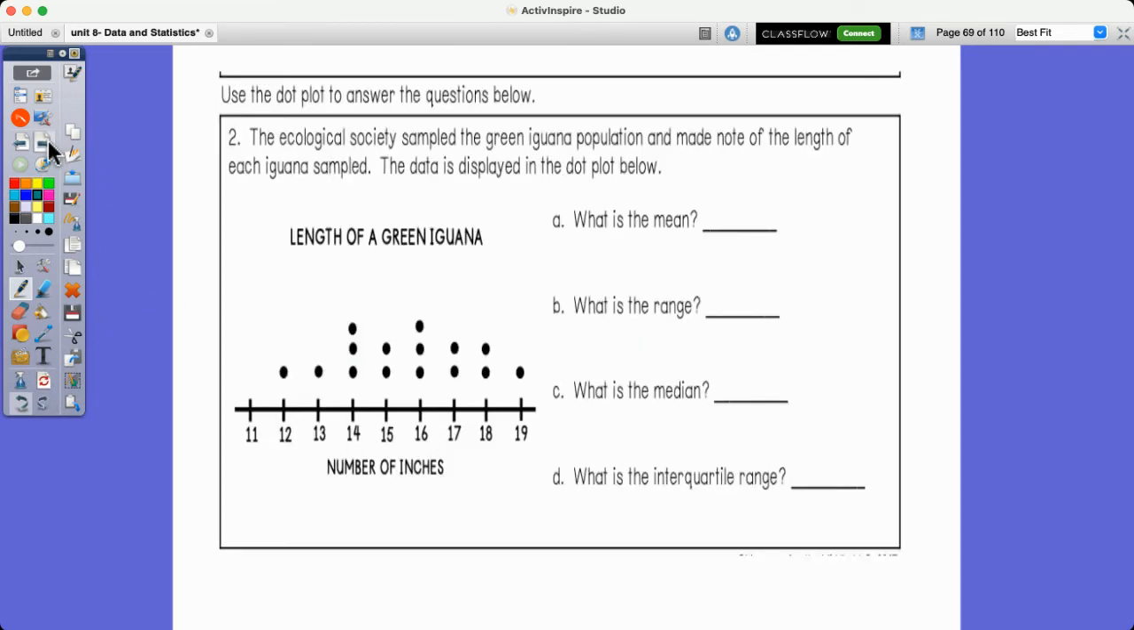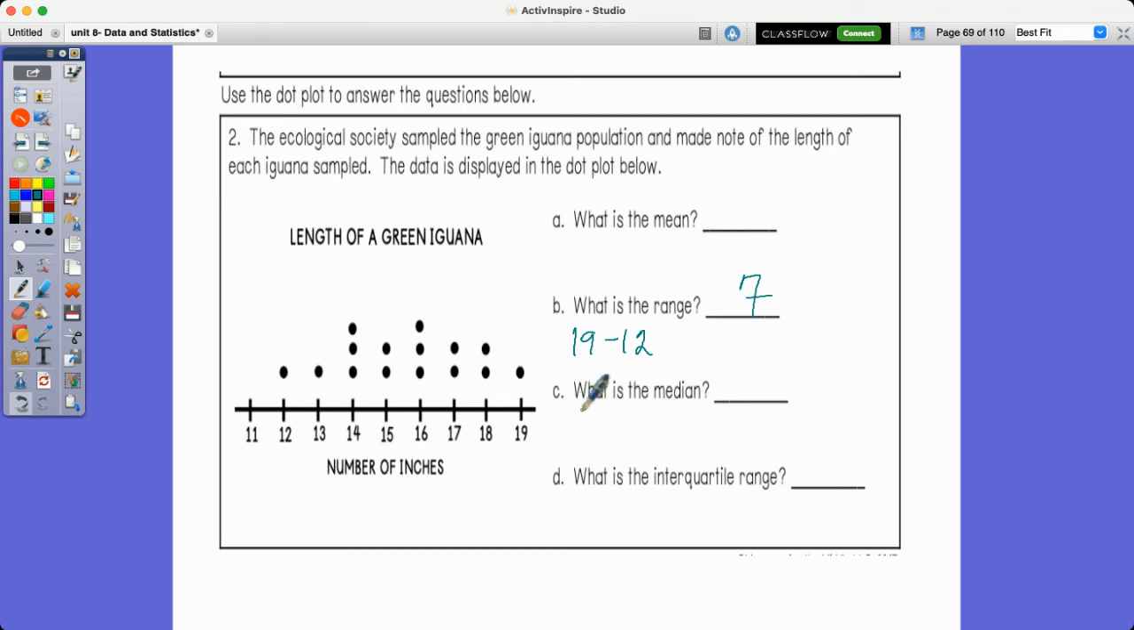Okay, number 2. Use a dot plot to answer the questions below. It says the Ecological Survey Society sampled the green iguana population and made note of the length of each iguana sampled. The data is displayed in the dot plot below. So it's asking for some things. First of all, mean I'm going to leave for last because that's hard to do. What is the range? My biggest number minus my smallest number is 19 minus 12, so my range is 7.